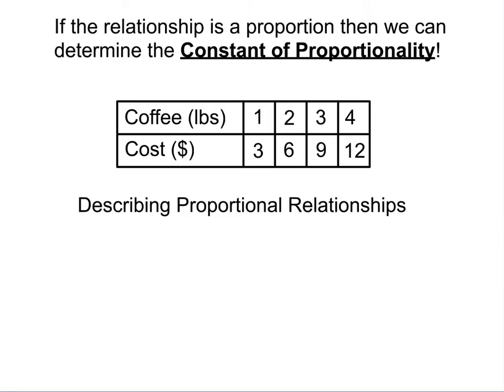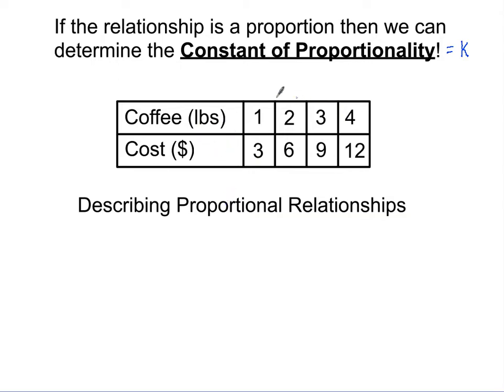Let's look at another vocabulary term. I know we talked about this one as well back in Math 2. If a relationship is a proportion, then we can determine the constant of proportionality. And there's a special letter that goes with constant of proportionality. I don't know why, but it's the letter K. And I remember talking about that last year as well. So the letter K is the letter that stands for constant of proportionality.